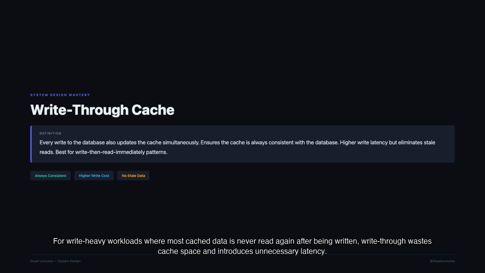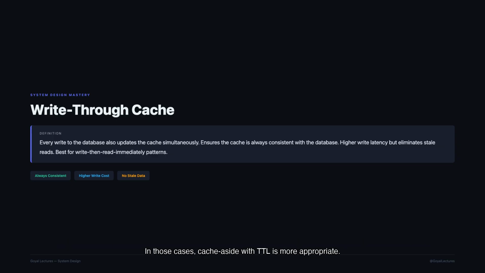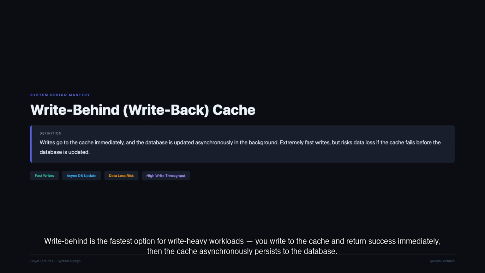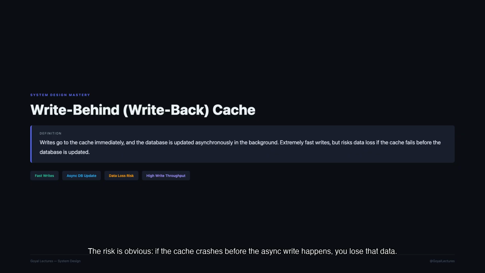Write behind is the fastest option for write-heavy workloads. You write to the cache and return success immediately, then the cache asynchronously persists to the database. The risk is obvious. If the cache crashes before the async write happens, you lose that data. Write behind is used in scenarios where maximum write throughput matters more than strict durability.